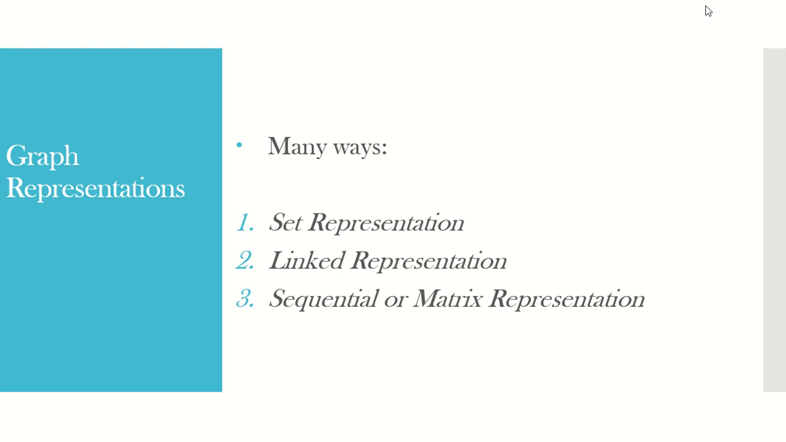Moving further, the third one is the sequential or matrix representation, which is most widely in use when you are going to represent a graph. This kind of representation creates a matrix which we call an adjacency matrix. The adjacency matrix will say whether two given vertices are adjacent to each other or not, and that is the way you can effectively represent a given graph. So these are the three ways by which a graph can be represented. I'll show you examples of all these three.